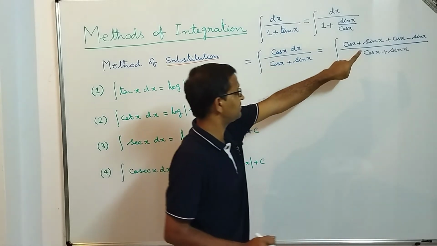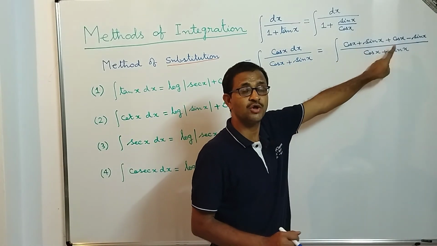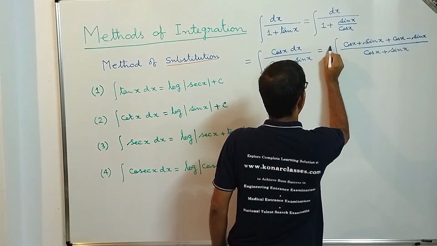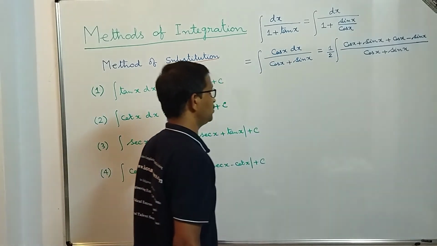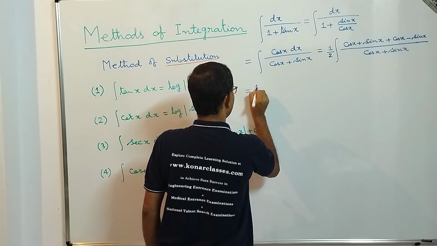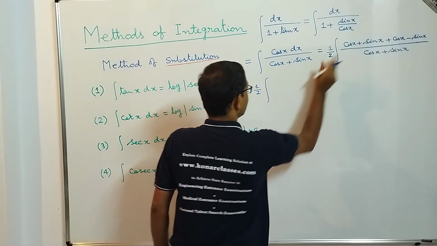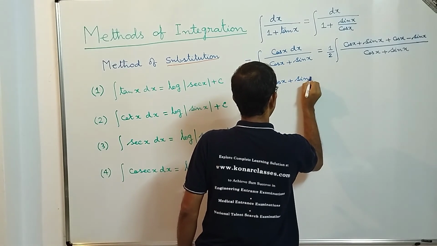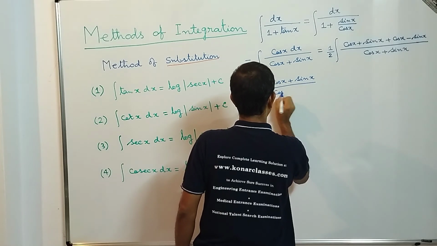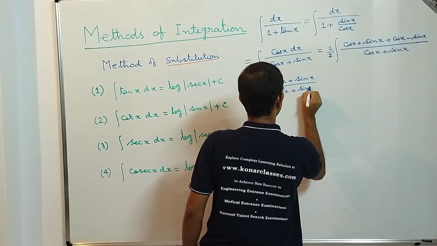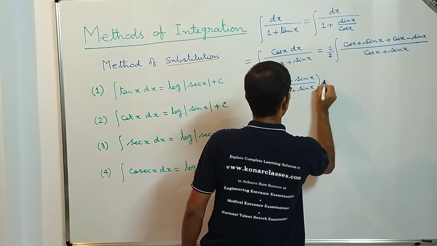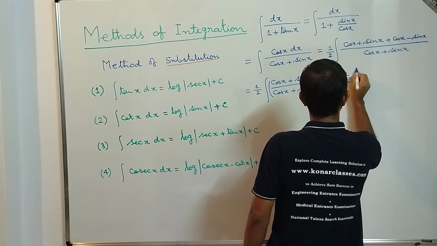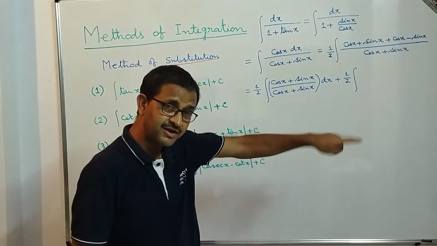But as a result of this adjustment, there are 2 cos x in the numerator, but in this expression there is only 1 cos x, so we should divide by 2. That means we multiplied by 1 by 2. So what we get, dear students, is 1 by 2 integration of (cos x plus sin x) by (cos x plus sin x) dx, plus 1 by 2 integration of (cos x minus sin x) by (cos x plus sin x) dx.